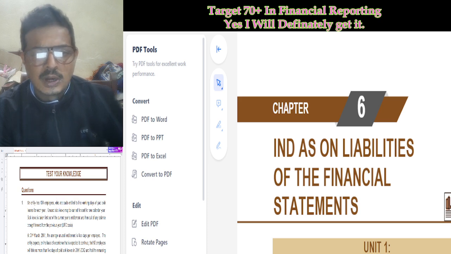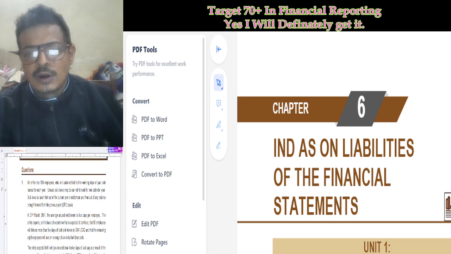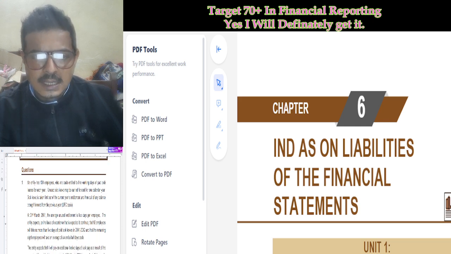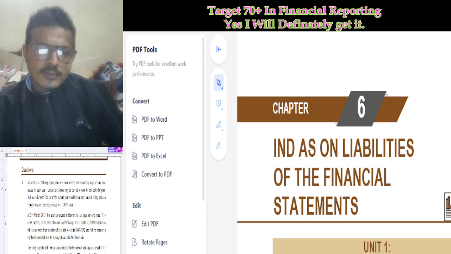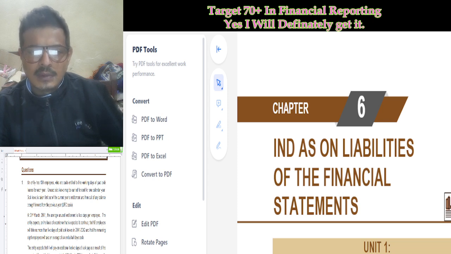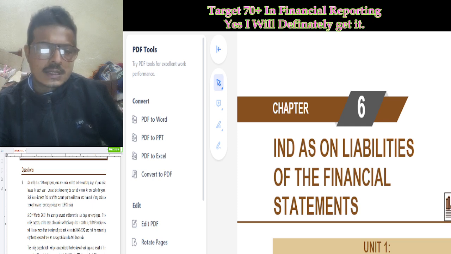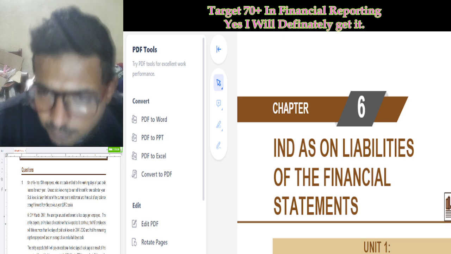The entity has 100 employees who are each entitled to 5 working days of paid sick leave for each year. Unused sick leave may be carried forward for 1 calendar year. Sick leave is taken first out of the current year entitlement and then out of any balance brought forward from the previous year, on a LIFO basis. In the exam last attempt it was asked but based on FIFO basis.